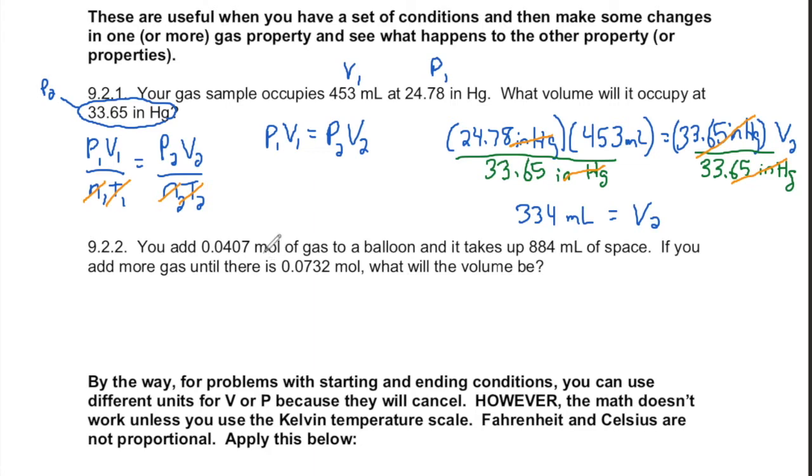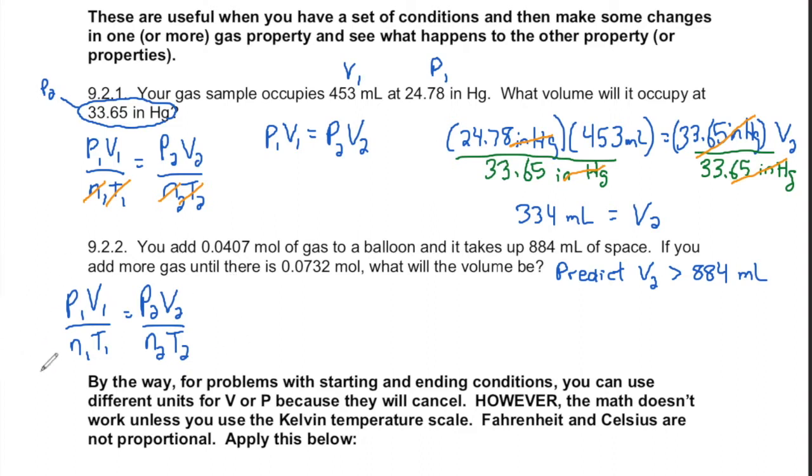We add 0.0407 moles of gas to a balloon, and it takes up 884 milliliters of space. And now we're going to increase the amount of gas that's in there to 0.0732 moles, and figure out what the volume should be. All right, so we're going to make a prediction that if we are adding more gas and increasing the amount of gas, I'm going to predict that it's going to be a larger volume. So there is my prediction.